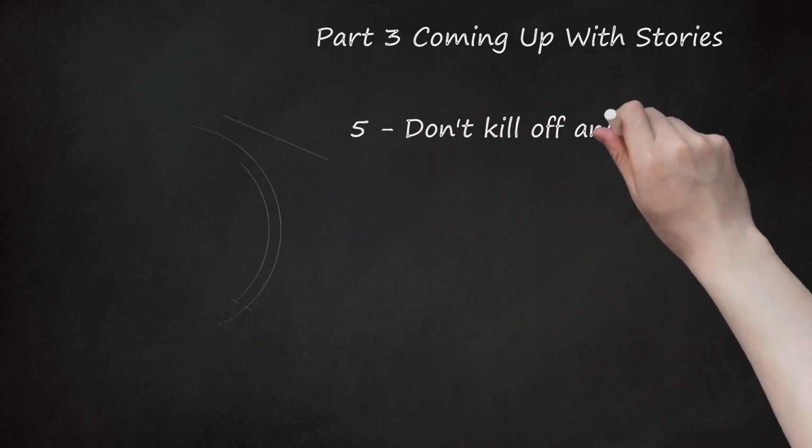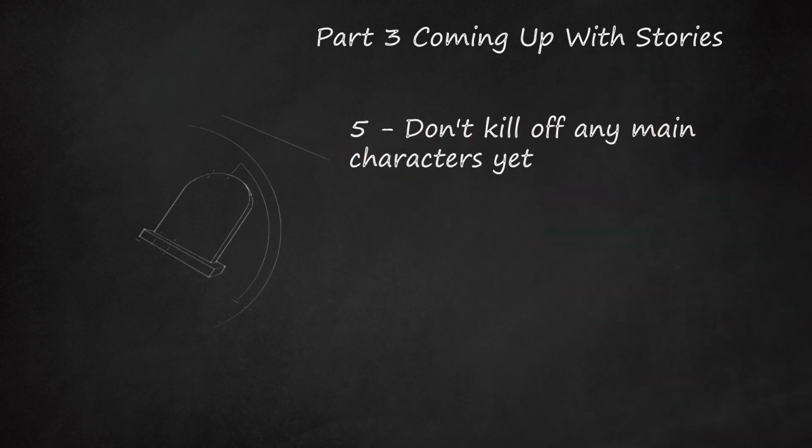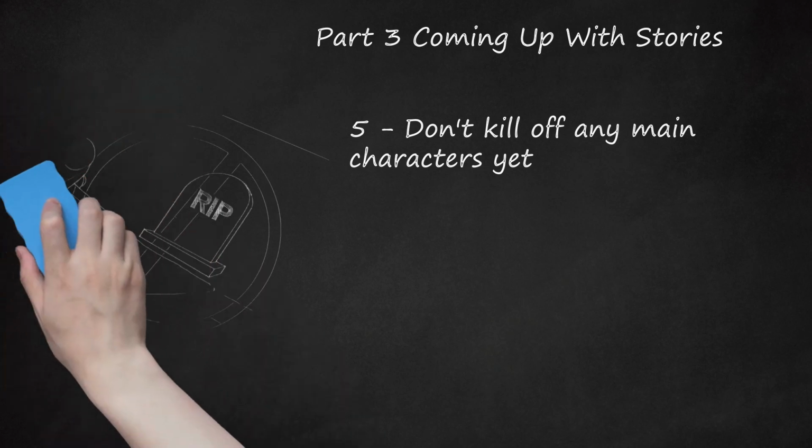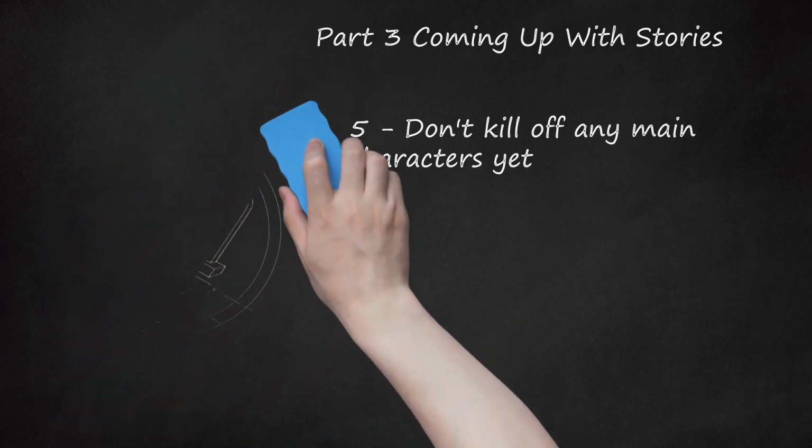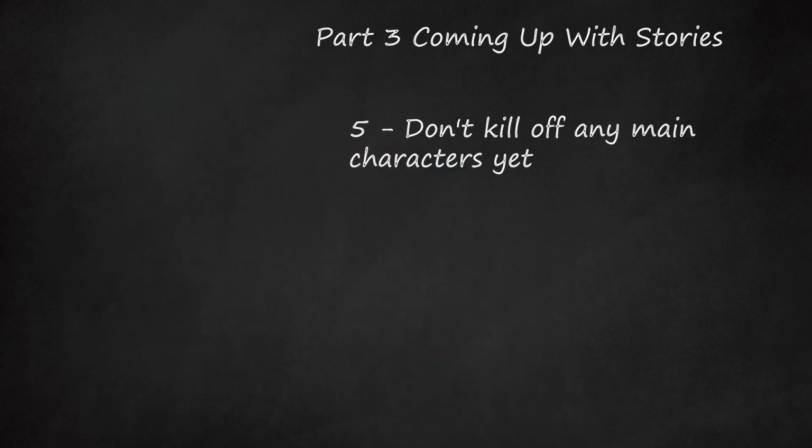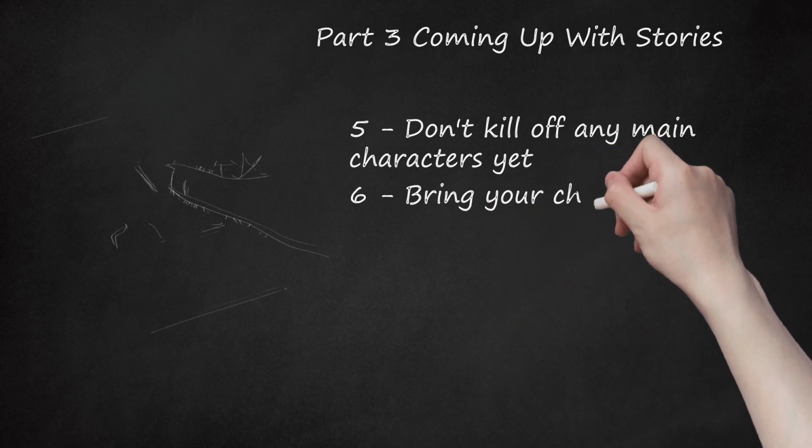5. Don't kill off any main characters yet. One of the great things about coming up with comic book-style superheroes is that you don't have to end the stories. Keep them going into the future. Comic books are serialized, which means they just keep going and going, into the future, for as long as you want. Batman stories have been told since the 40s. Think of ways to add more layers to your superhero stories, like an onion, instead of just starting them and ending them. 6. Bring your character to life.